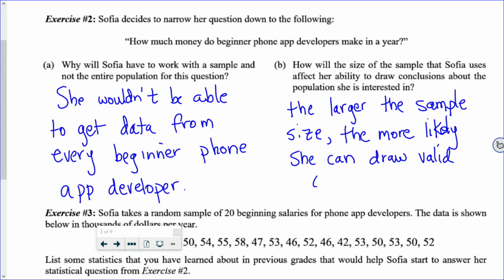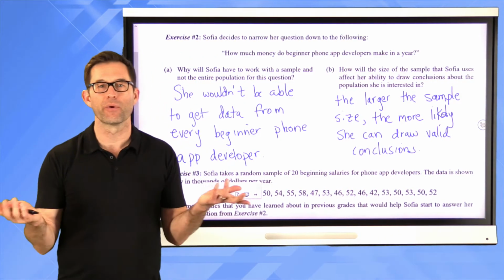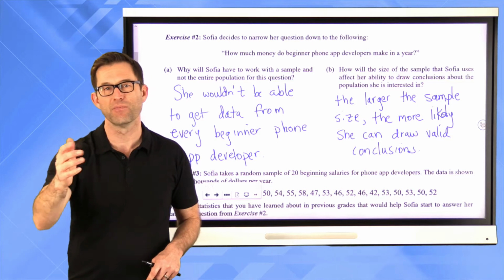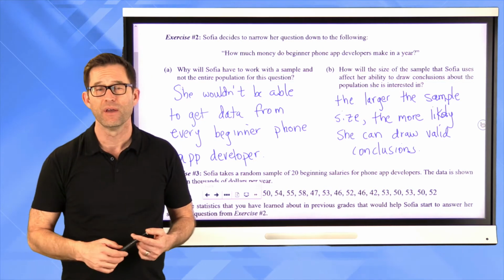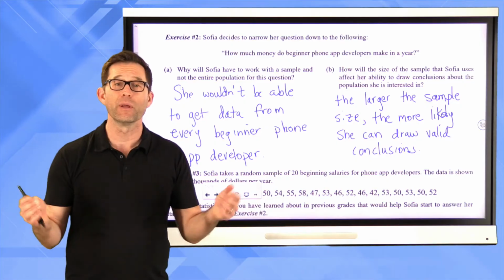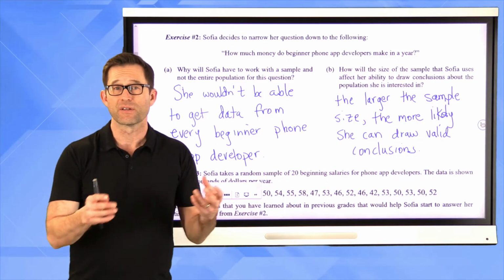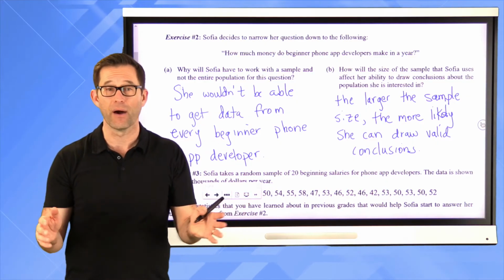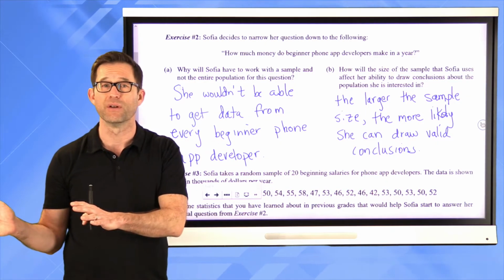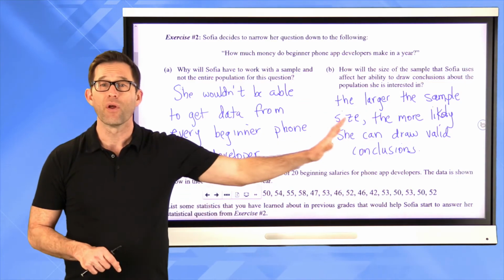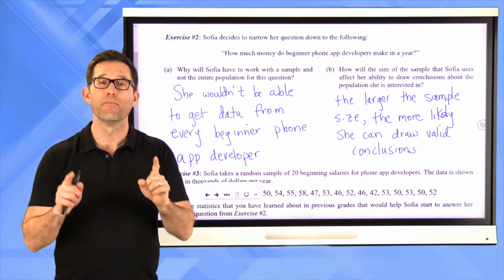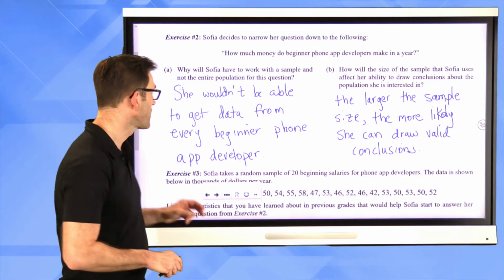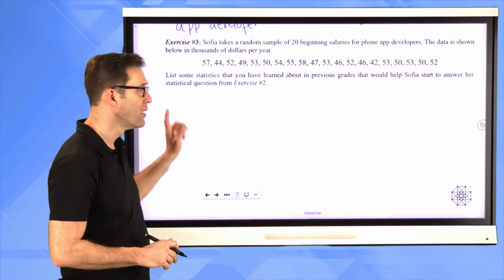conclusions, right? And take it to the extreme. Let's say that she just went out there and found 2 or 3 phone app developers and asked them how much money they make, beginning phone app developers. Well, she could just stumble upon 3 people who are very typical, or she could stumble upon 3 people who make very little money compared to the population she's caring about, or a lot of money compared to the population she cares about. So the larger the sample size she takes, the more likely she will draw a correct conclusion about her population. So now let's get into some data.